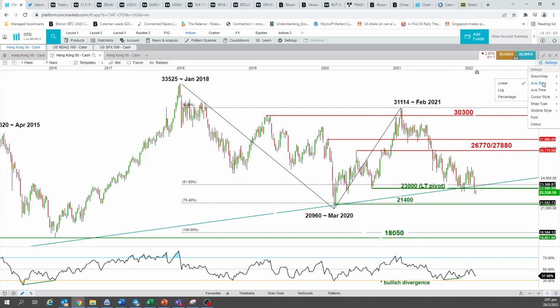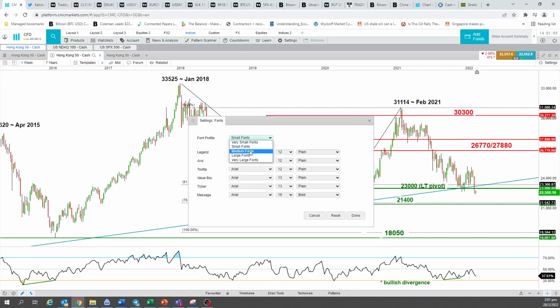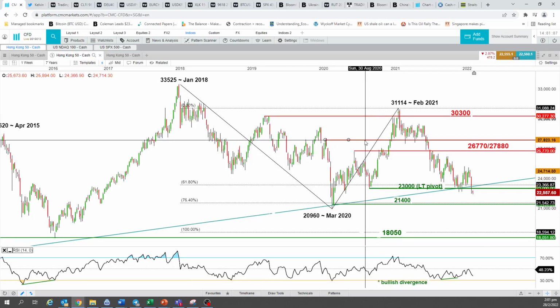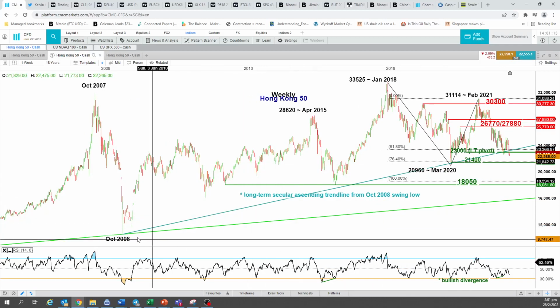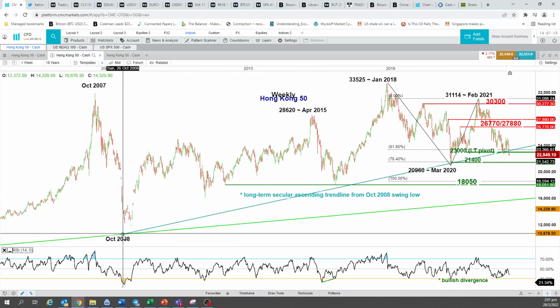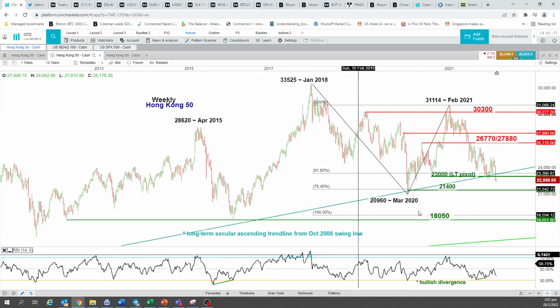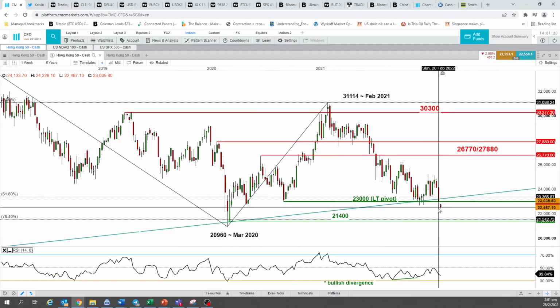Let me expand the font size. So, the swing low of September 2020, as well as this long-term ascending trend line support level that is drawn from the Great Financial Crisis low of October 2008. Last week it breached below this level, printing a low of 22,467. But nevertheless, towards the end of the week, it managed to have a weekly close right at the 23,000 level. It closed at 23,035.